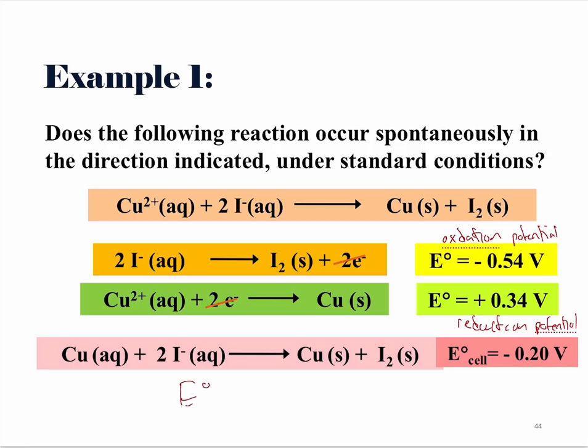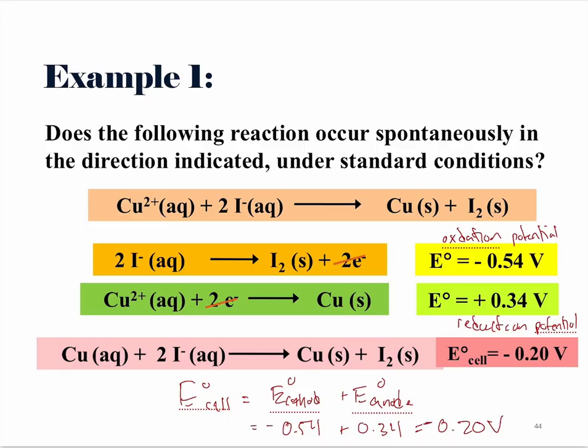So when we do E cell, we get E cathode plus E anode, right? The cathode is where reduction happens, which is the first potential, which is a reduction potential. So this is going to be 0.54 plus 0.34, which gives us a potential of 0.20 volts, right? So now this would be a non-spontaneous process, so the current would actually go in the opposite direction.